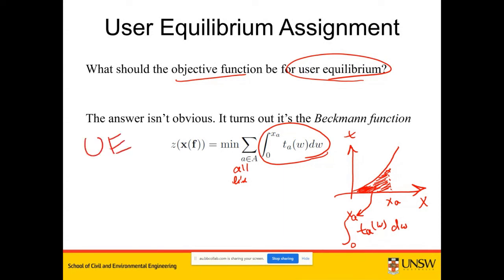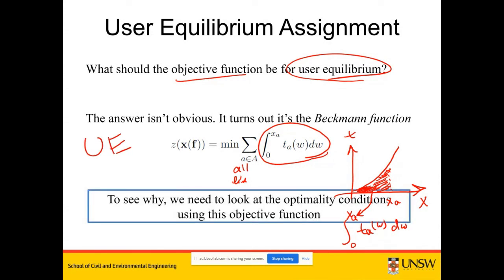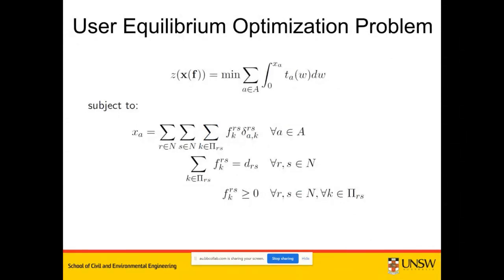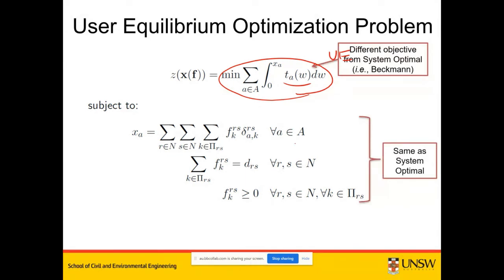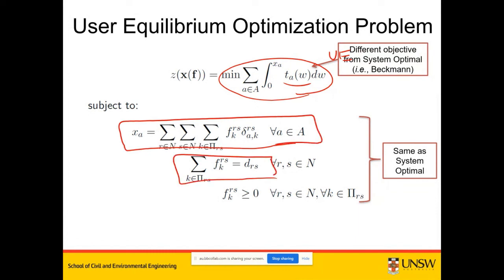So this is our UE objective function, but subject to some constraints, right? Subject to the same constraints as we talked about before in the system optimal optimization. So this is my UE objective function, which is the integral from 0 to xa of the travel time function, subject to the constraints related to the relationship between path flows and link flows, demand conservation, and the non-negativity of the path flows, right? So this is how UE can be formulated as an optimization.